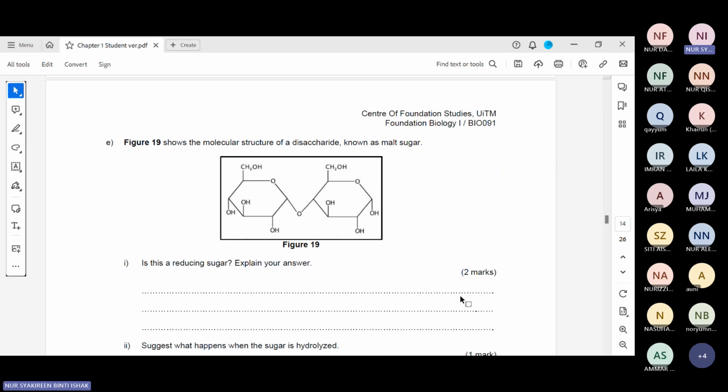Figure 19 shows the molecular structure of a disaccharide which is malt sugar. Malt sugar, maltose lah. Kan? So this is basically the structure of a maltose. Is it a reducing sugar? Yes. Because why? It has a free carbonyl group. Okay. So dua markah. Jawapan awak yes. Okay. Ceritalah kenapa. Why? So because it has a free carbonyl group. Okay, a free carbonyl group.